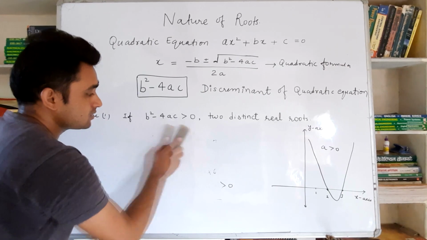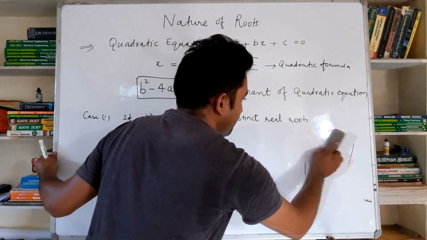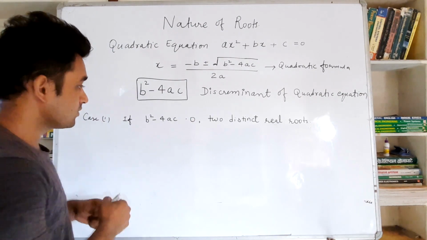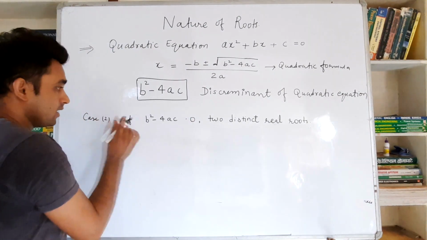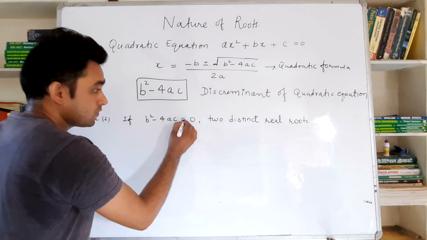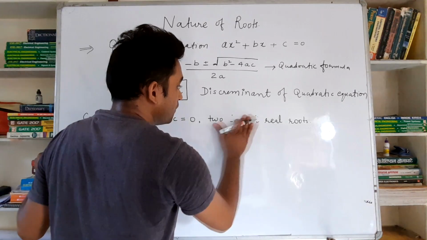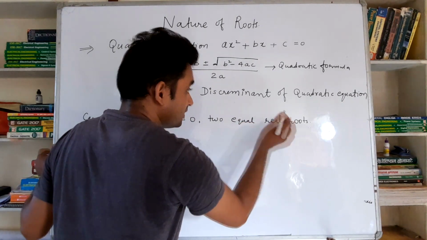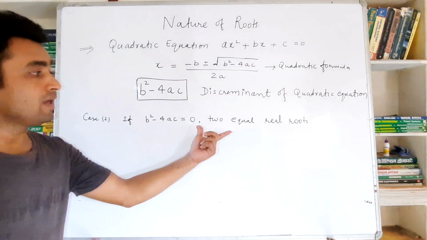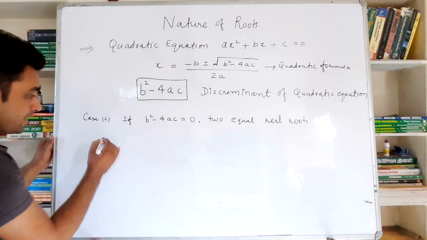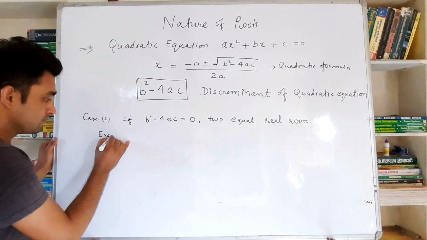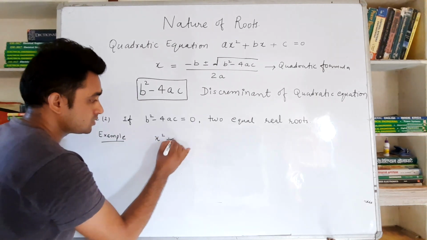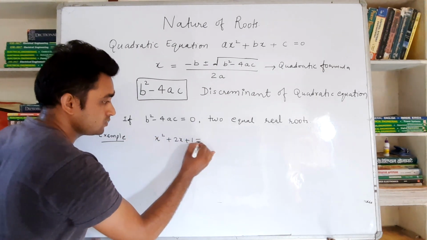Now let us understand case 2. If b square minus 4ac is equal to 0, then there are two equal and real roots. Take an example, x square plus 2x plus 1 equals 0.